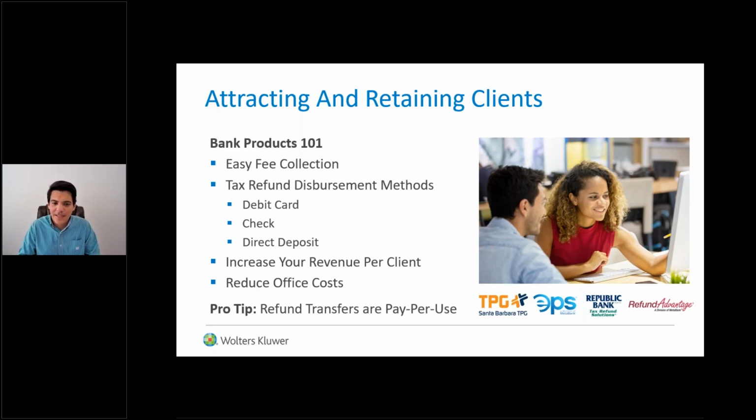Now, tax professionals can increase their revenue per client through rebates that they receive from the banks per bank product or refund transfer that they process. They vary from TPG to EPS, Republic Bank, or Refund Advantage, so you want to connect with those banks and make sure you understand what those rebates are. Overall, you also have the ability to reduce your office costs in many ways. The primary reason is those administrative accounts receivable tasks of taking checks to the bank and depositing cash. All of the time you spend doing that can be taken away by simply deducting your tax preparation fees from the refund.